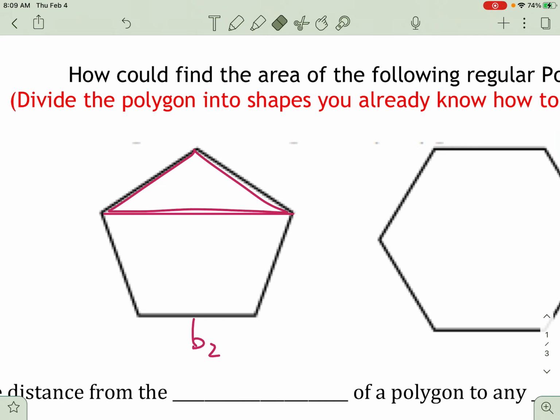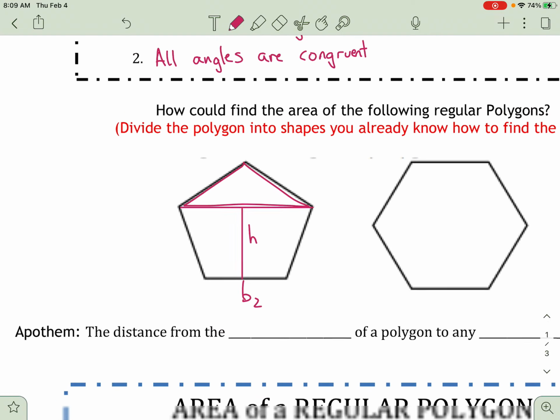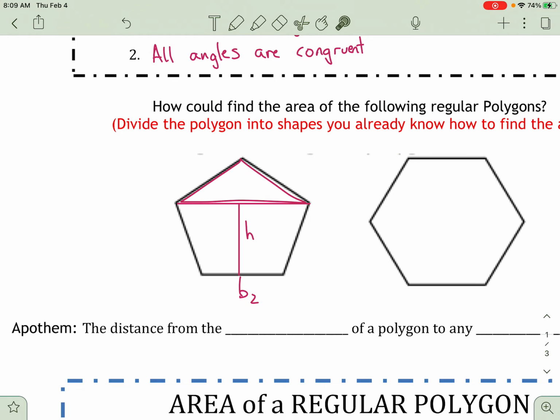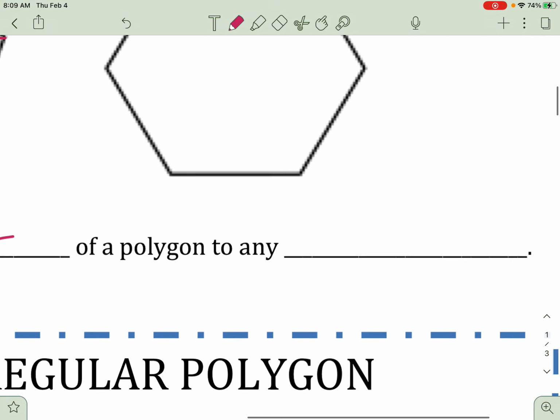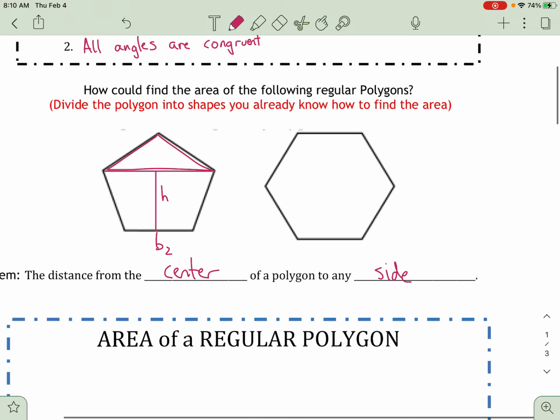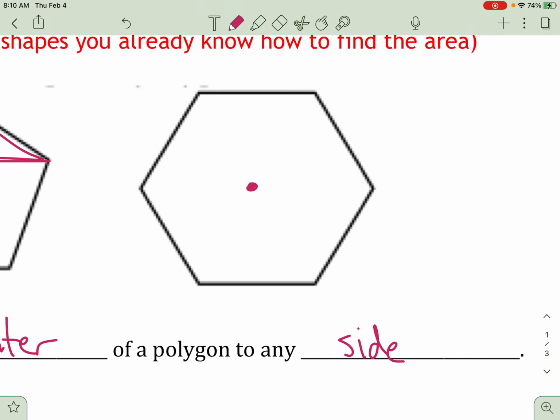So one thing you can think about is, oh, I have a trapezoid and a triangle. Well, with a trapezoid, you'd have to have the height. In the case of a polygon, this height is called an apothem. That's the distance from the center of a polygon to any side, not to a vertex. A lot of students will say, oh, here's the apothem, from the center to the outside. That's not it. That is actually the radius. The apothem is where you go straight down from the center to a side.